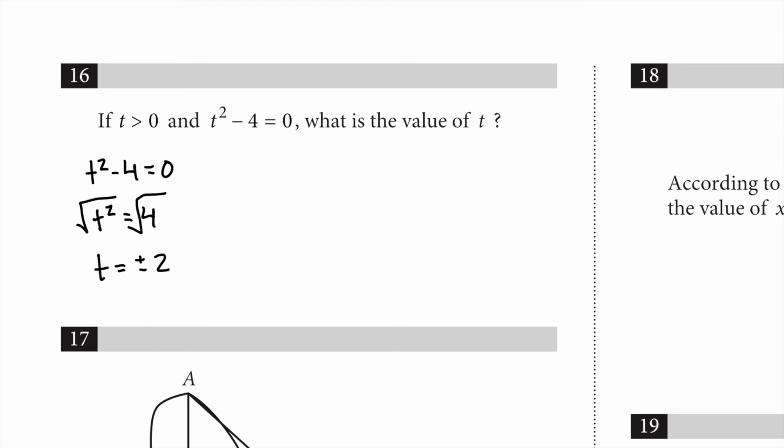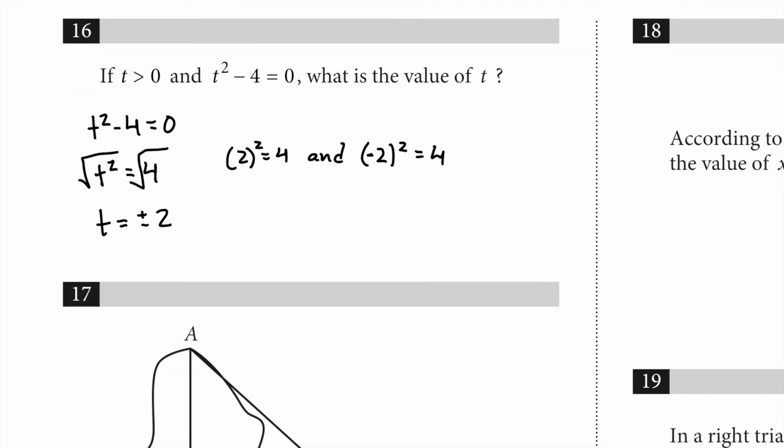And it's plus or minus because if we square 2, we get 4, and if we square negative 2, we get 4. So if we take the square root of 4, we don't know which number it will be. However, we're told that t has to be greater than 0, so t must be equal to 2.